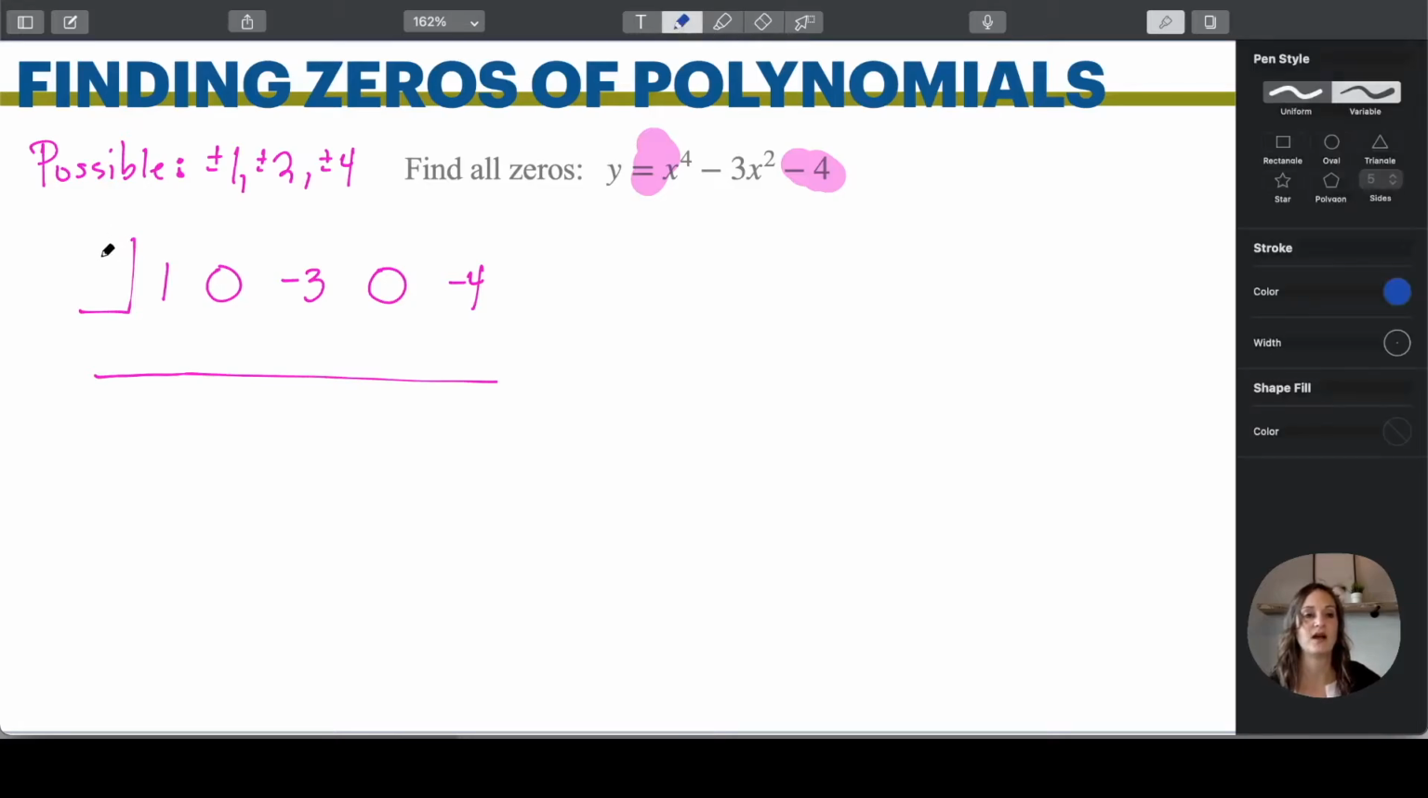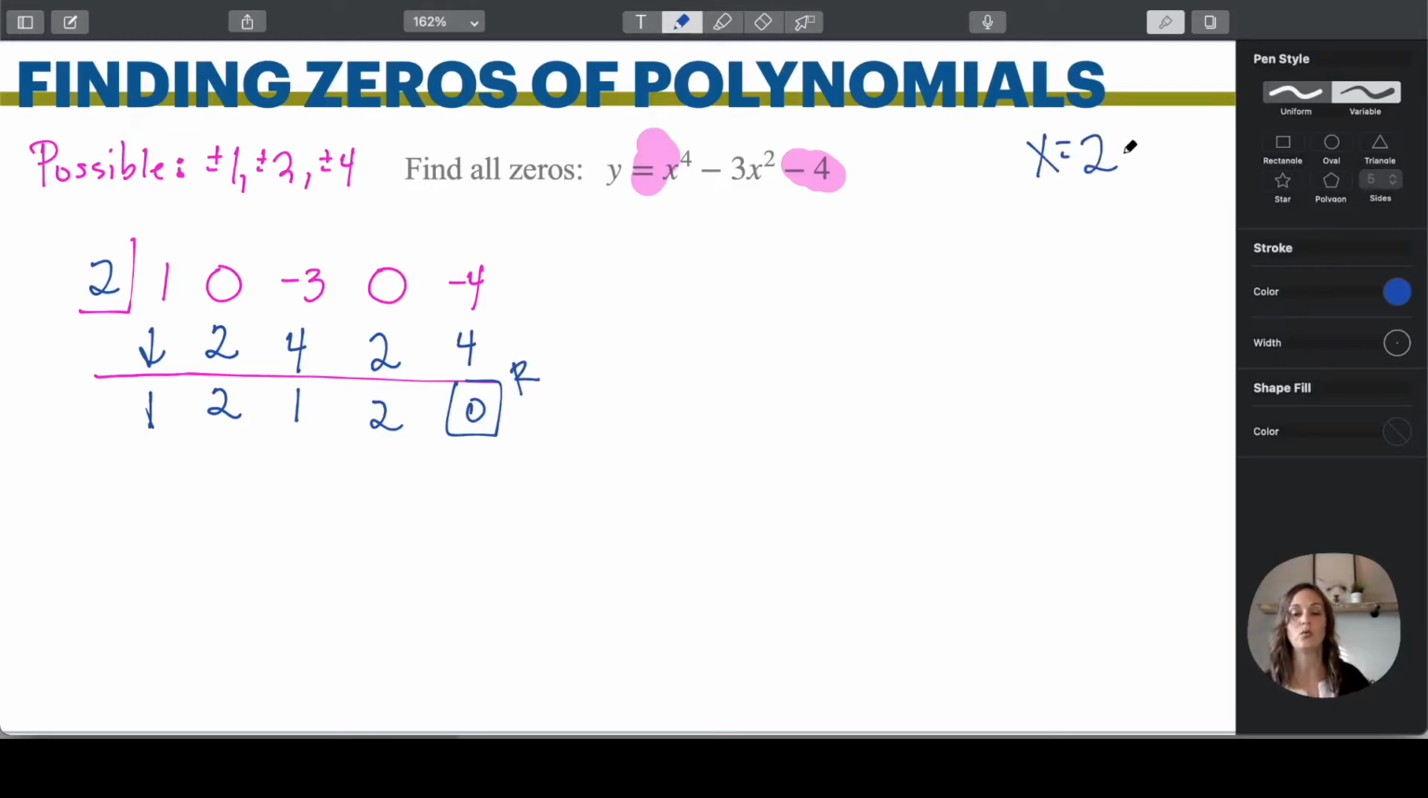So let's try 2. So I'm going to bring down the 1. Multiply, add, multiply, add, multiply, add, multiply, add, which is great. We actually found a remainder of 0. So we know that x equals 2 works.